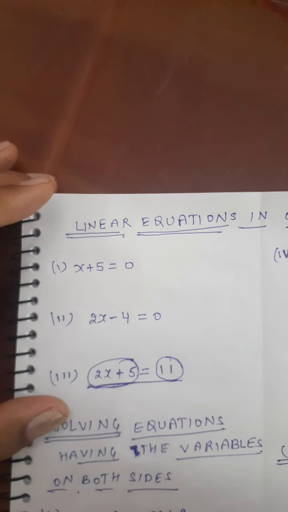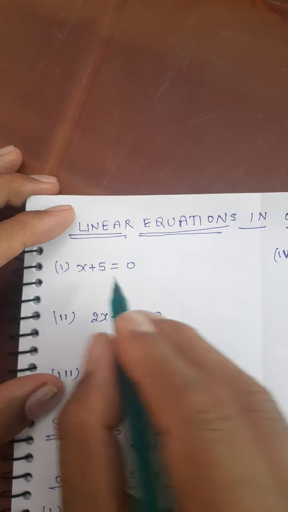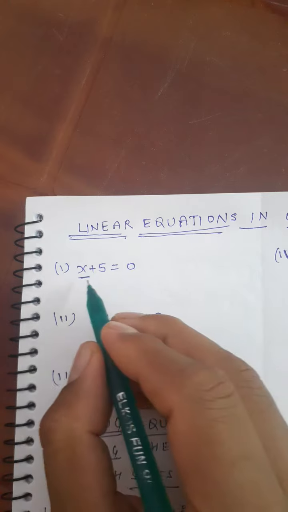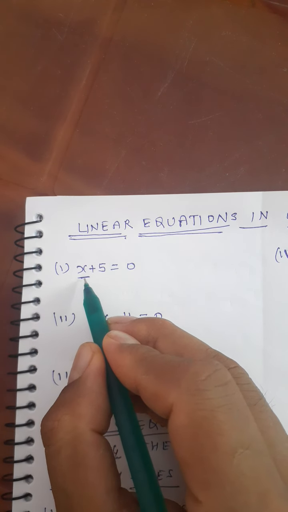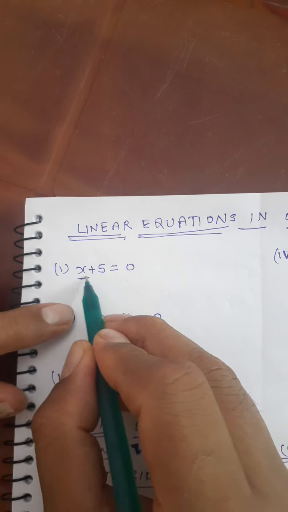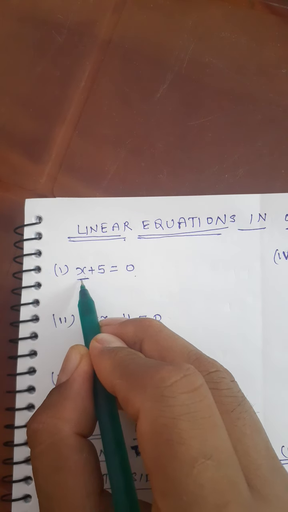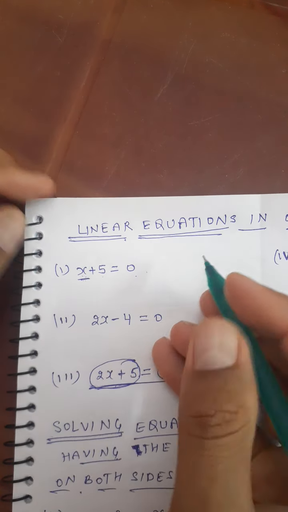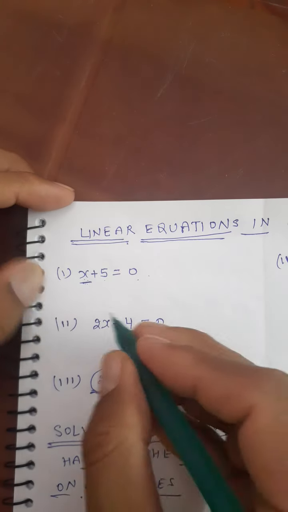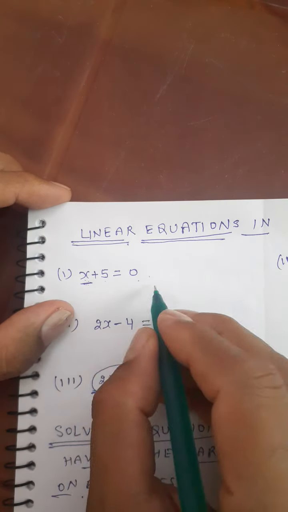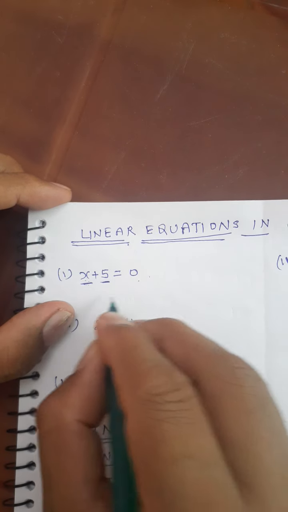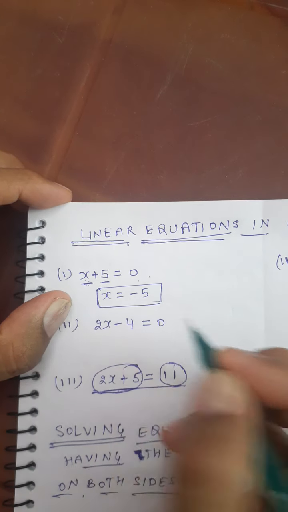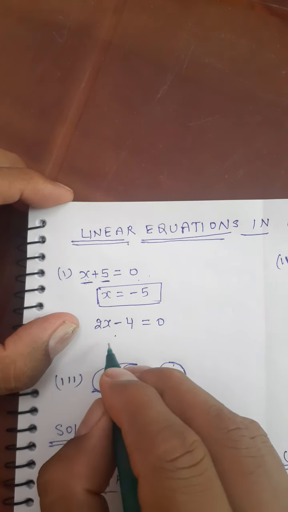Now consider the first problem. It's a very simple problem for you. If you want to find x here in lower classes, like 7th class, you use the method of inspection: you put some value of x and you get 0. If you put -5 here, then you get 5 minus 5, which is 0. But you are in 8th class and here we do not use the method of inspection. Here we find directly that this 5 is positive, so when it goes to RHS, it becomes minus. So x is -5.